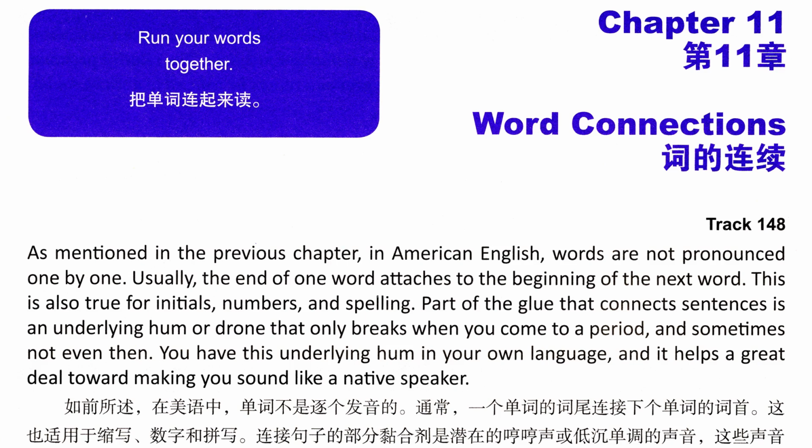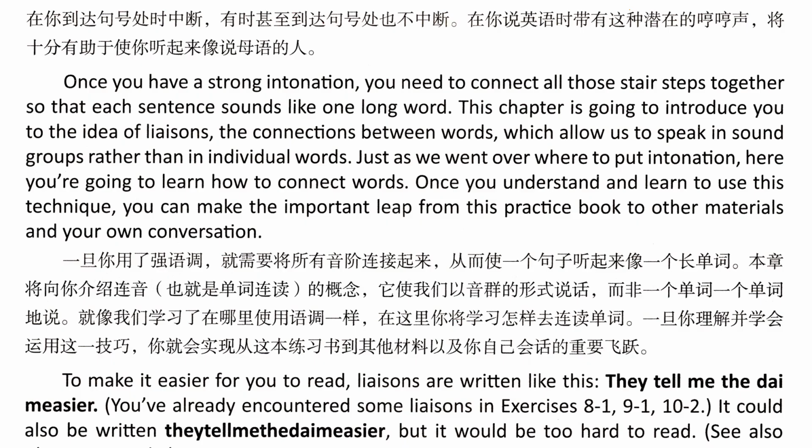Part of the glue that connects sentences is an underlying hum or drone that only breaks when you come to a period, and sometimes not even then. You have this underlying hum in your own language, and it helps a great deal toward making you sound like a native speaker. Once you have a strong intonation, you need to connect all those stair steps together so that each sentence sounds like one long word.